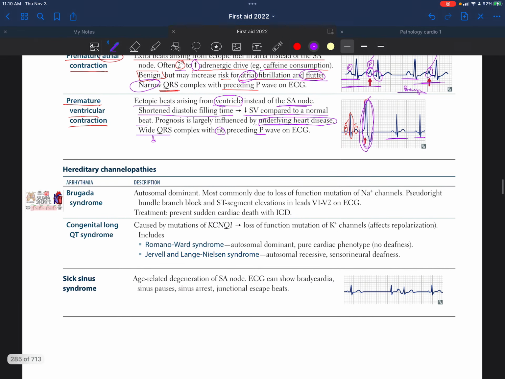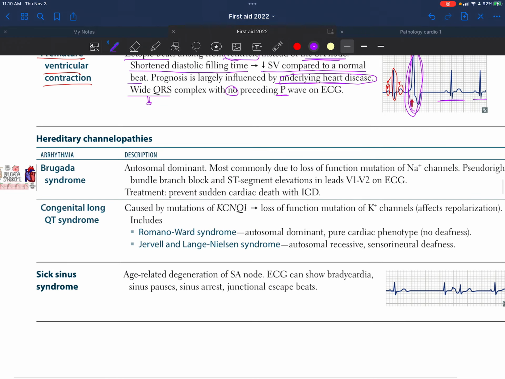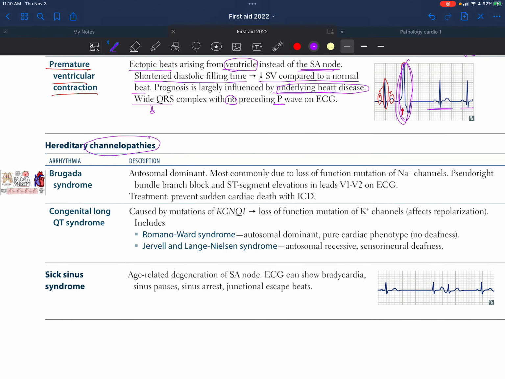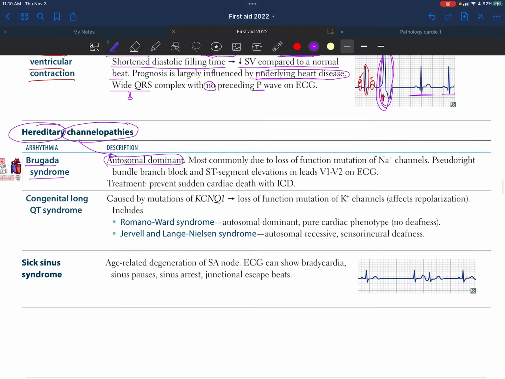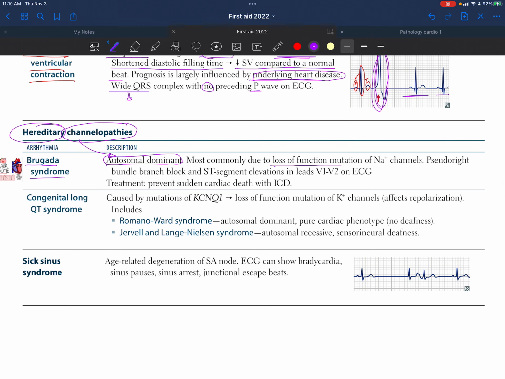Now for the hereditary channelopathies, so these are the channelopathies related to the ion channels that are responsible for the depolarization or repolarization of the cardiac muscle. So for one, we have the Brugada syndrome. It is an autosomal dominant disease because it's hereditary, so there should be some inheritance into it. So autosomal dominant disease most commonly due to loss of function mutation.